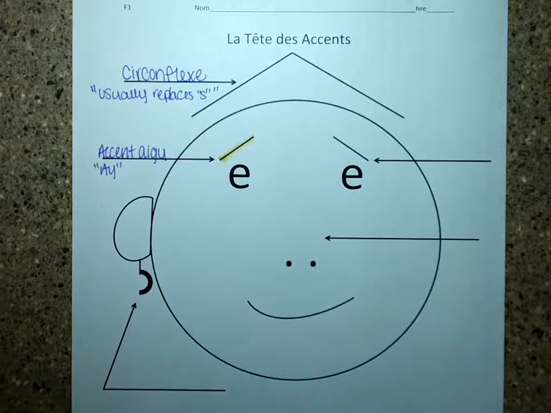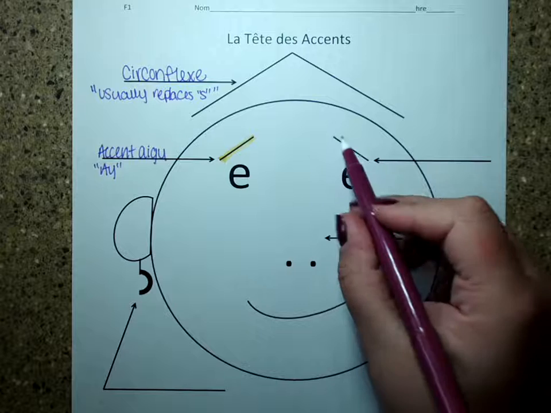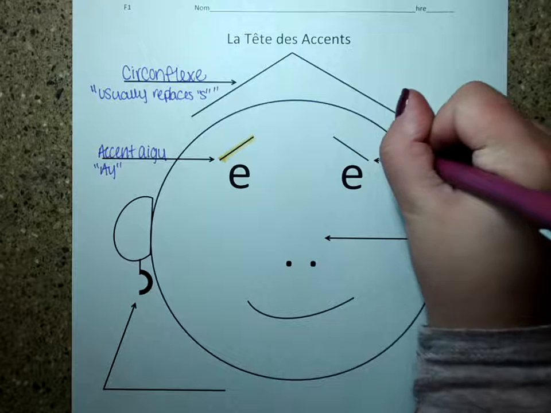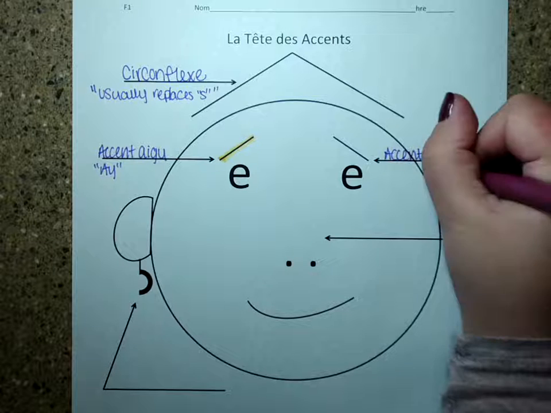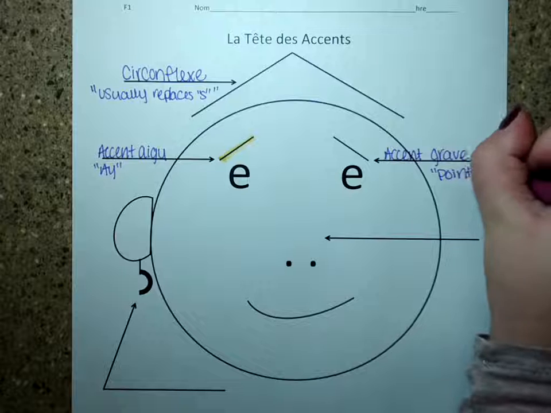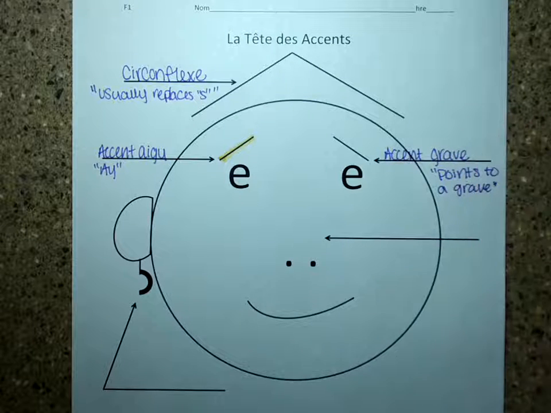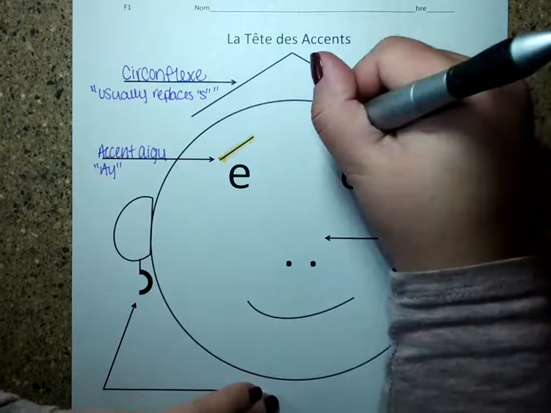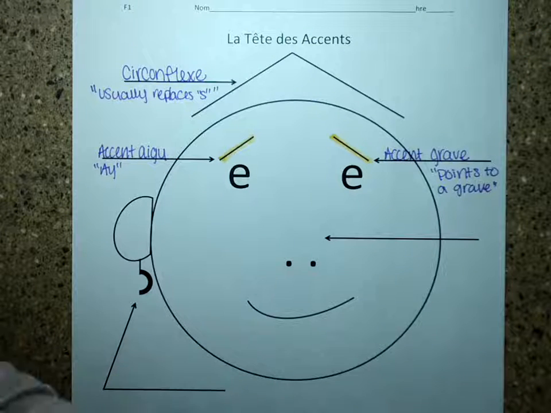The next one I want to talk about is the accent grave. And so that's this accent right here, this line. So this is the accent grave. It might help you to know that it points to a grave. So that might be helpful in remembering what one points where. So the accent aigu points upwards and the accent grave points downwards.